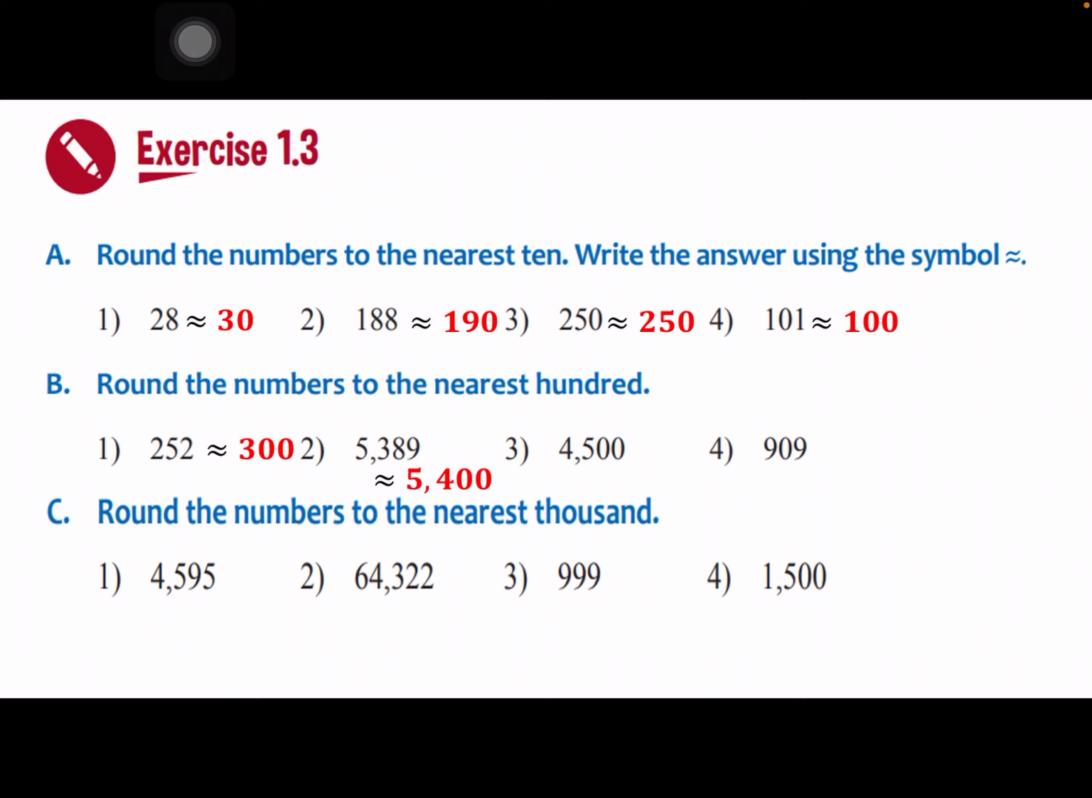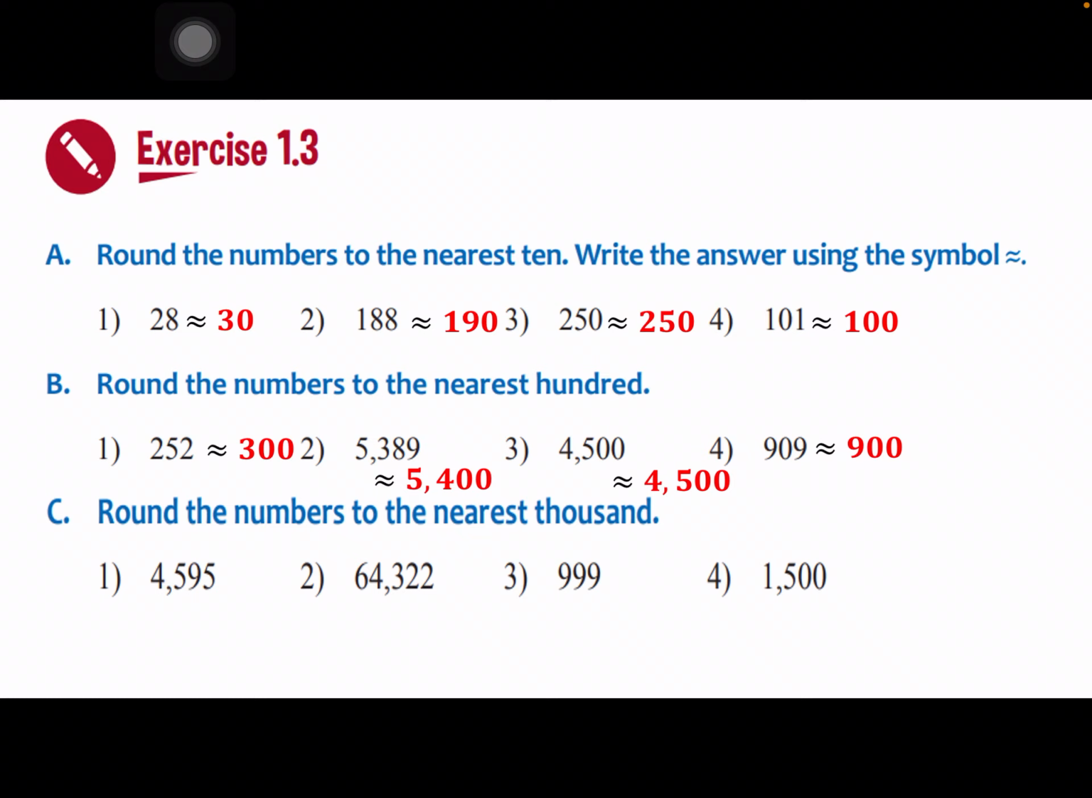4,500. 5 is in the hundreds place. Next is 0. The answer is the same, 4,500. Next is 909. The 100 place is 9. Next is 0. The answer is 900. Okay? You can write approximately equal to sign for all of this. Okay, students? Not equal sign, approximately equal to.